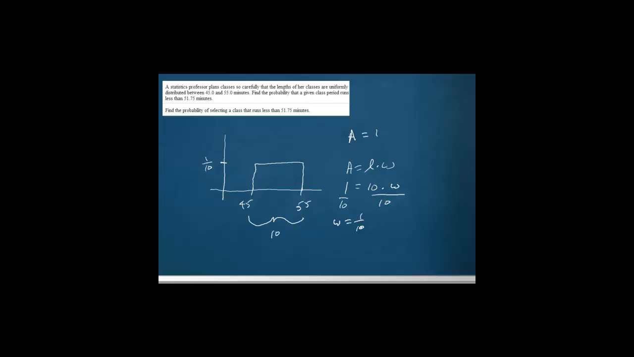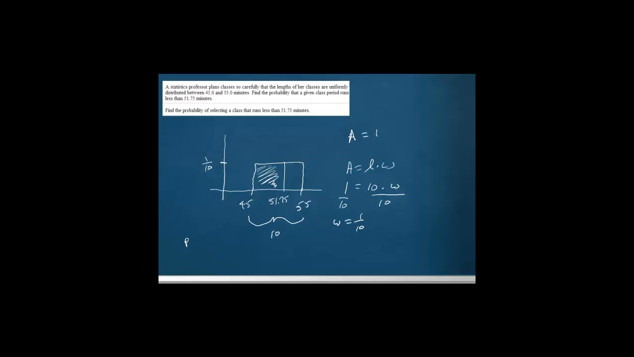So W is 1/10. But the question is, find the probability that we would select a class that runs less than 51.75 minutes. So we would locate 51.75 on here somewhere. Less than that would be to the left, and the probability then would correspond to this chunk of that area. So we would do length times width again.